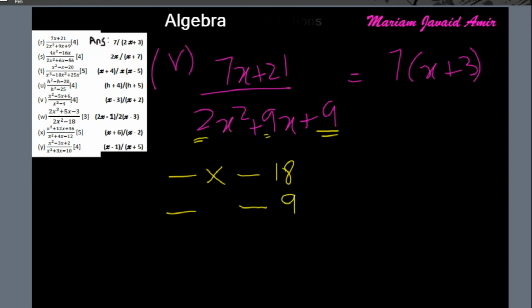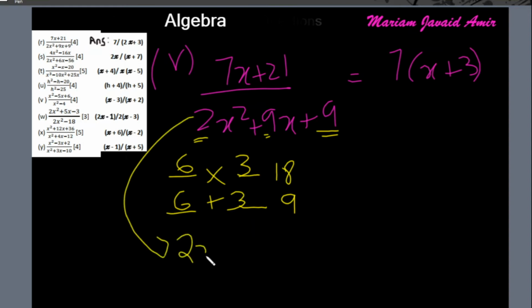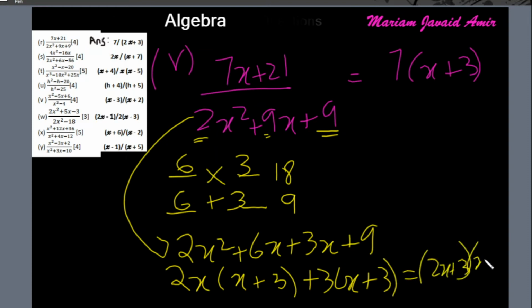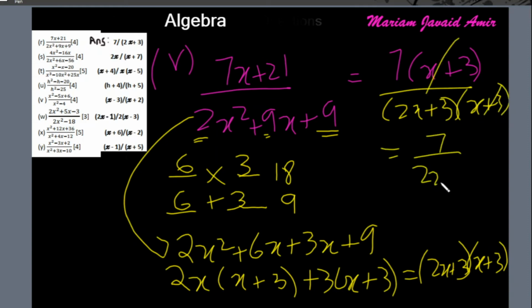So these two numbers will be, I believe, 6 times 3 and plus 6 plus 3. So I will break this into 2x square plus 6x plus 3x plus 9, broken the middle term. Next start factorizing the two terms, 2x, x plus 3 is common, x plus 3. So we get 2x plus 3 bracket x plus 3, which gives 2x plus 3 and x plus 3. So we get 7 over 2x plus 3, answer for part R.